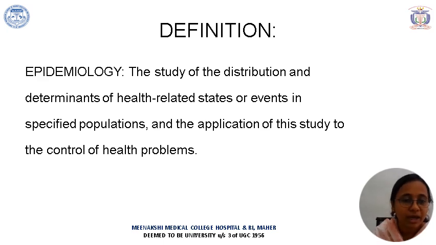So here the main point is the distribution. So distribution of the disease in terms of frequencies and determinants of health related states. We will have some determinants related to the health also. This is done in a specified geographical population, and based on that we have to apply these results to control the spread of the disease.